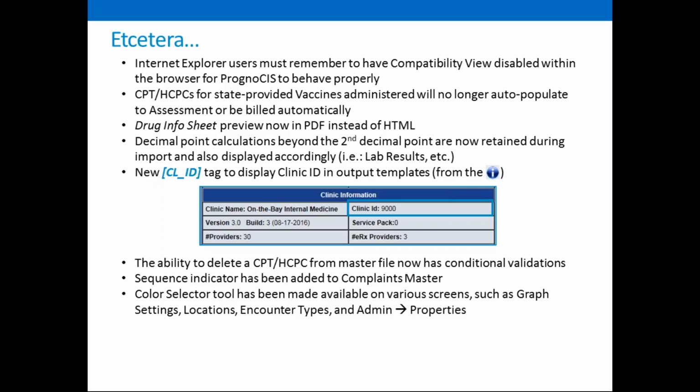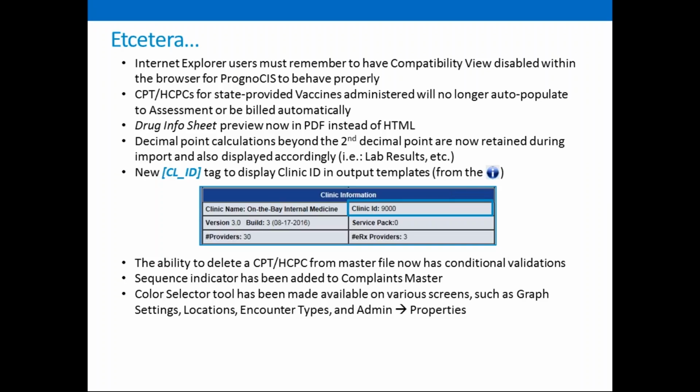Decimal point calculations. If this was an issue for some of you, where your decimal points for lab results were being cut off at 2 decimal points and it really was 4 or 5 or 6 digits out, they will now be retained all the way out to how they come in through the interface. There is a new clinic ID tag for displaying your clinic ID in output templates where needed.